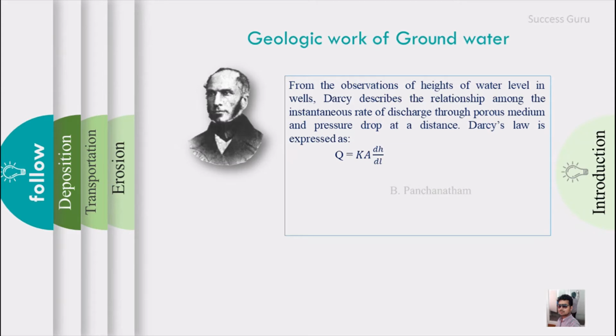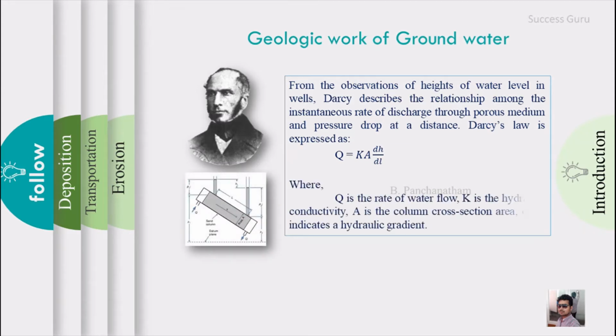Darcy's law can be expressed as Q = KA dH/dl, where Q is the rate of water flow and K is the hydraulic conductivity, which is also called the permeability, and A is the column cross section through which the water is passing, and dH/dl is the hydraulic gradient.